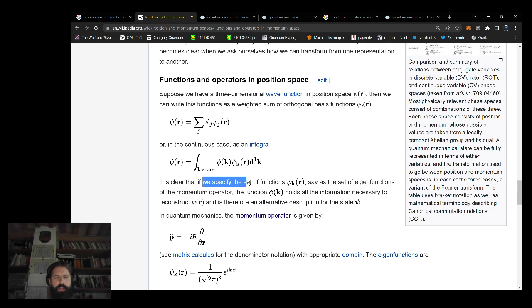It is clear that if we specify the set of functions psi sub k, say as the set of eigenfunctions of the momentum operator, the function psi k holds all the information necessary to reconstruct psi r. So here it's saying as the basis, now we're using the momentum basis.